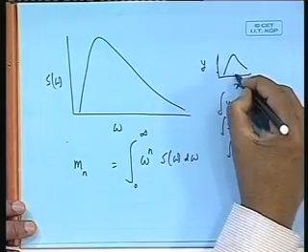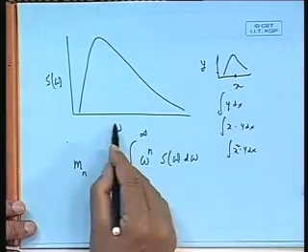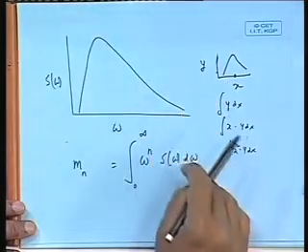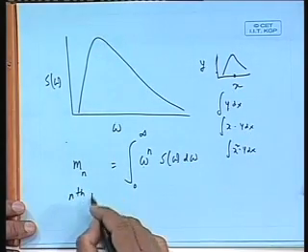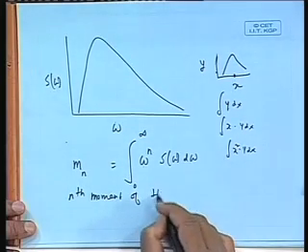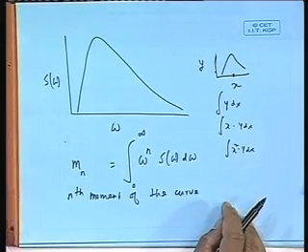Therefore, integration of this ordinate, y to the power n, into dx, that is dω, represents the nth moment of the curve. Why do I say this is the nth moment of the curve? Because we will find out that many of the statistical parameters of this graph are related to that nth moment.